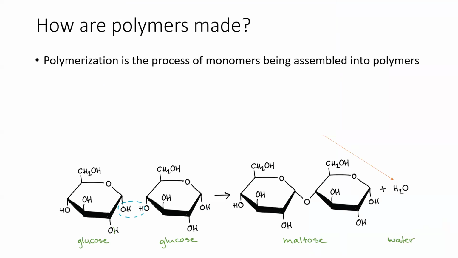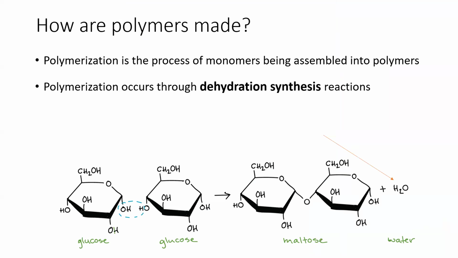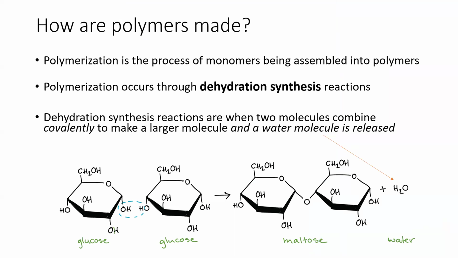Now, the process of forming these macromolecules is generally by polymerization, which is how those monomers are assembled. And polymerization occurs through dehydration synthesis reactions. Now, dehydration synthesis is when two molecules are combined covalently, so I italicize this, they're combined via covalent bonds to make a larger molecule and a water molecule is released. So that makes sense when we think about the word dehydration. You don't have a lot of water, you're losing water. So dehydration synthesis, you have to lose a water to hook two molecules together. That's what we have here.